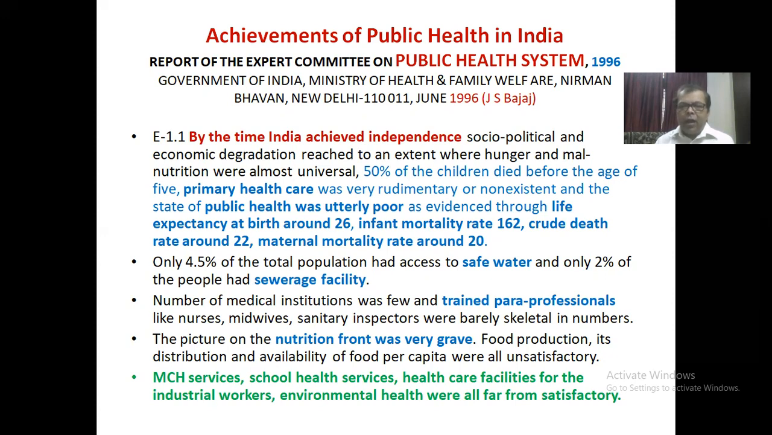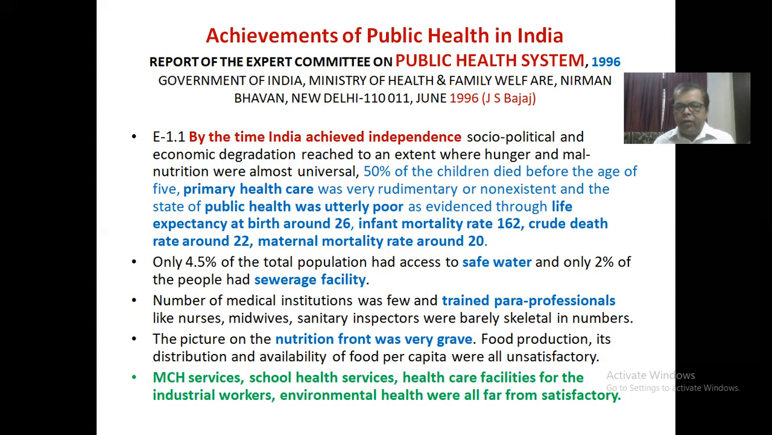And this report very categorically makes a comparison between the health condition which was prevailing in the mid 90s and the conditions which prevailed in the mid 40s at the time of independence. We need to have some understanding of this. It is very important. By the time India achieved independence, socio-political and economic degradation had reached an extent where hunger and malnutrition was almost universal.